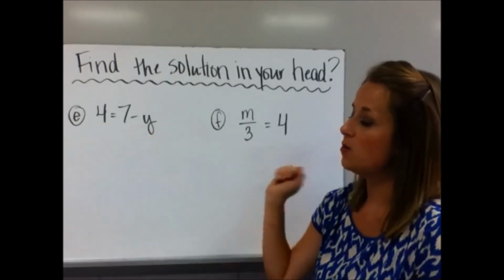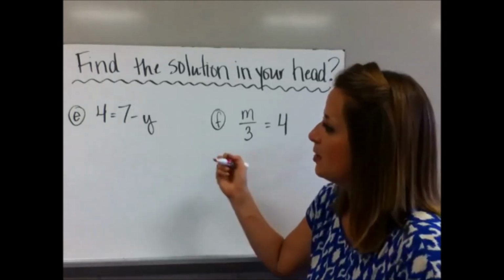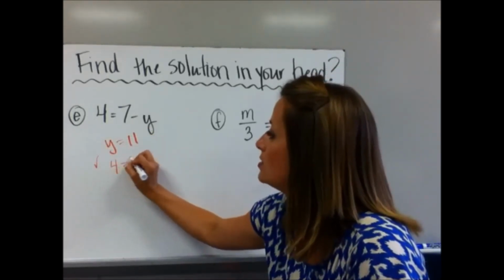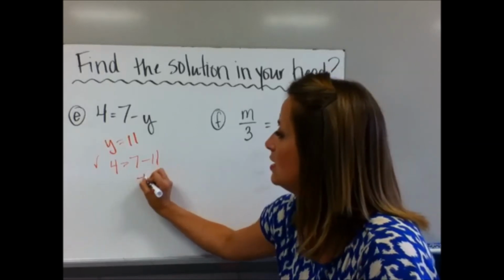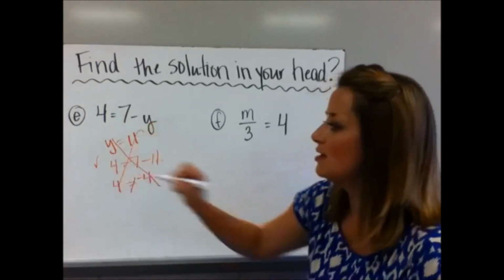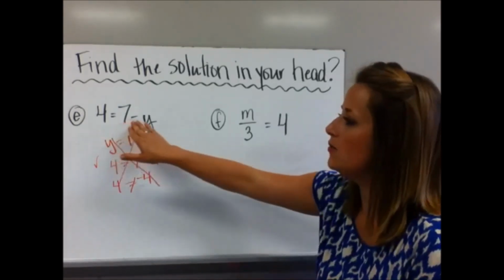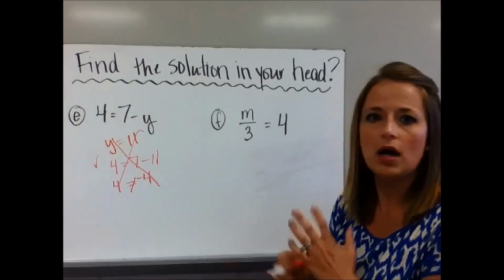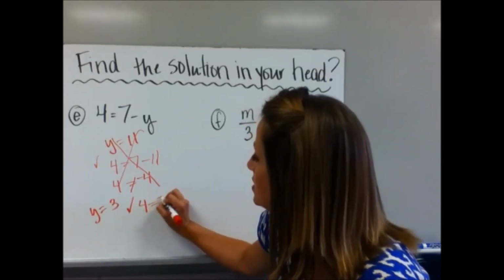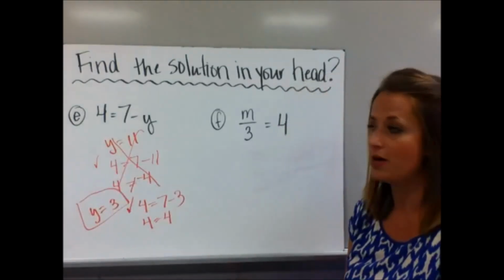So 4 equals 7 minus y. So you're remembering what you know from last year. You see subtraction, you're going to inverse that, you're going to add. So you're going to add 7 to both sides. 4 plus 7 is 11, and so you say, okay, y equals 11. Well, check it in your head. 4 equals 7 minus 11. 7 minus 11 is negative 4. 4 does not equal negative 4. Therefore, y equals 11 is not the solution. So I've got to select a number that is much smaller. Well, what do I subtract from 7 to get 4? When you think that way, you're like, oh, 3. Okay, so if y equals 3, let's check that. 4 equals 7 minus 3. 4 definitely does equal 4. Therefore, the true solution is y equals 3.